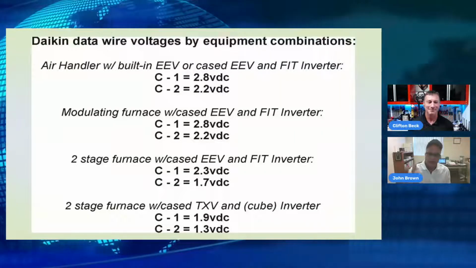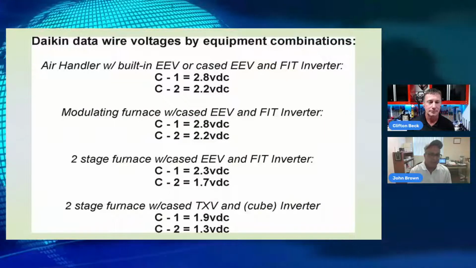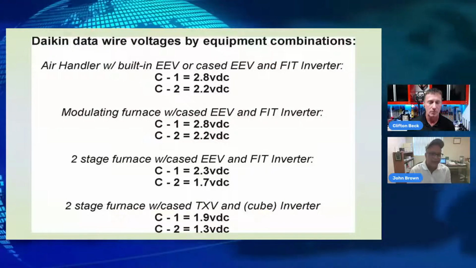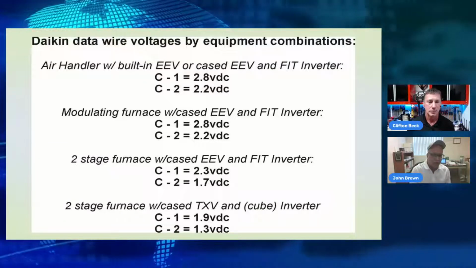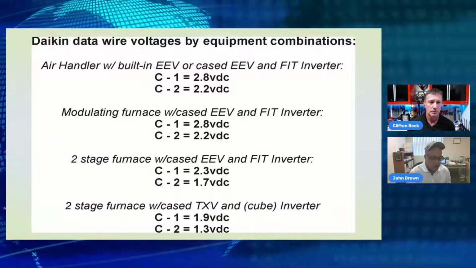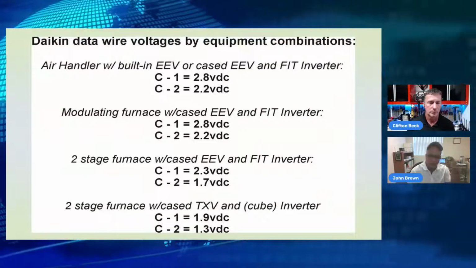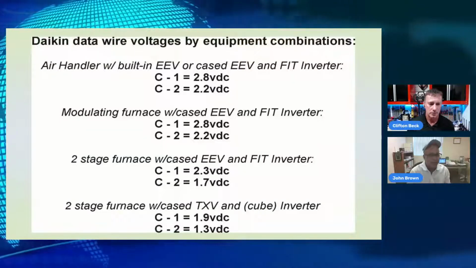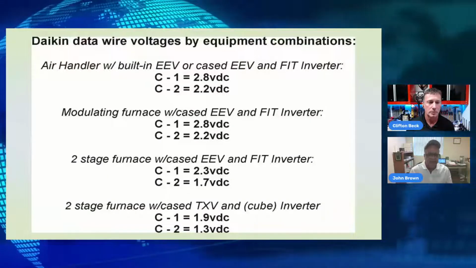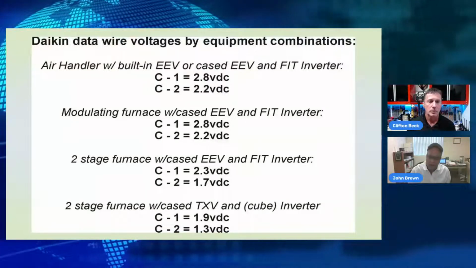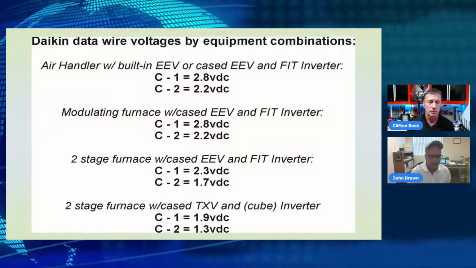Okay. So, an air handler with a built-in EEV coil, that is, or a cased coil, and the FIT inverter: your common to 1, that is chassis ground to 1, or 24-volt common to 1, should read approximately 2.8, and common to 2 should read 2.2. If you do the math in your head, that's a 0.6 bias, or a 0.6 difference. And this is key to a stable network. The mod furnace with a cased coil and a FIT inverter: 2.8, 2.2.